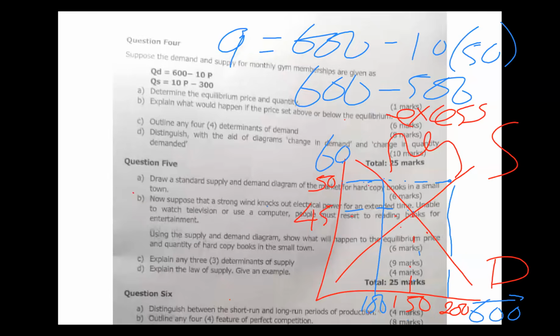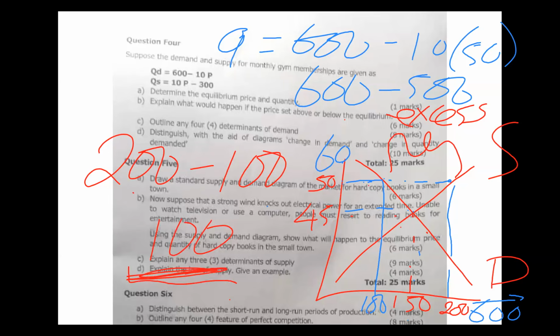You have the excess supply, and the excess supply is the difference between 200 and the 100. So you have 100 units. They are too much on the market.